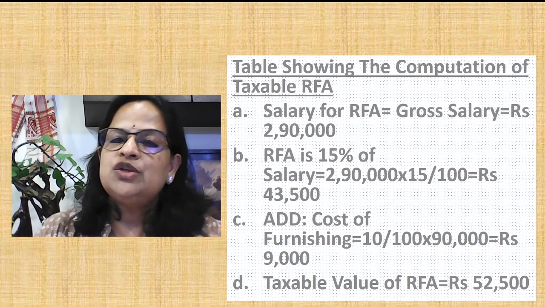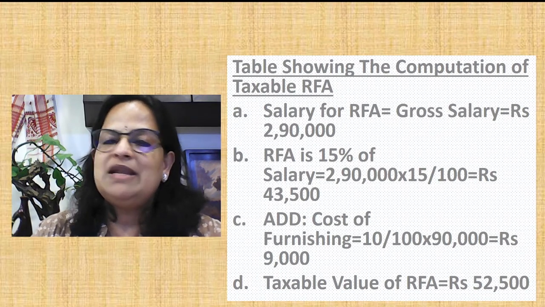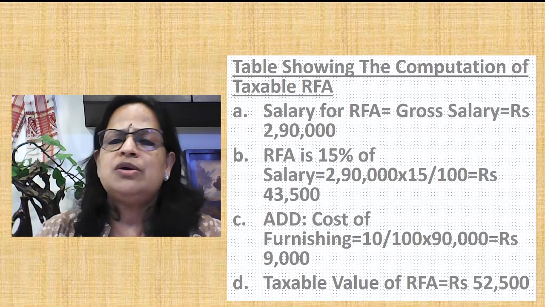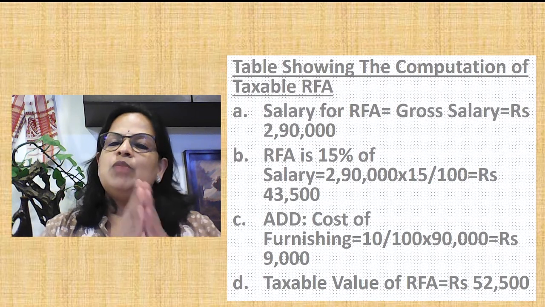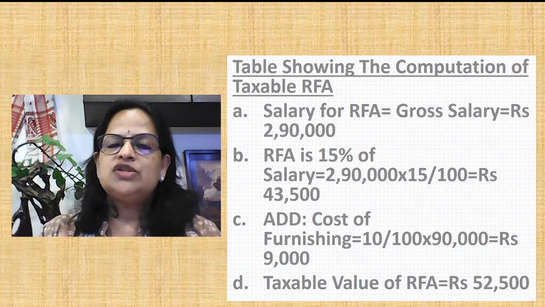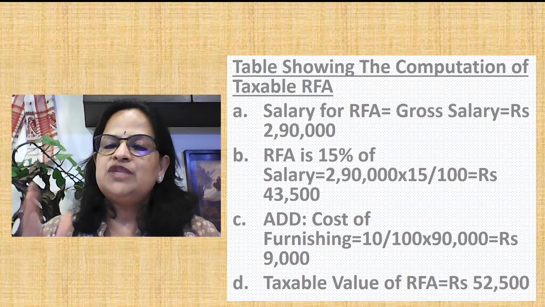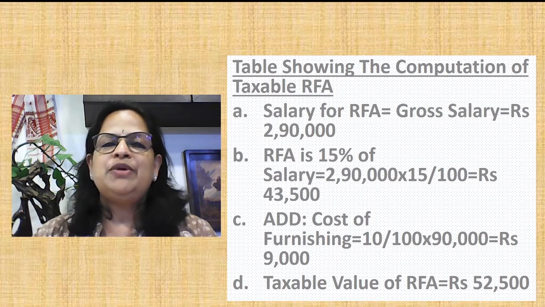Now, computation of RFA. Salary for RFA is gross salary, 2,90,000. DA is not there. Other taxable allowances are not there. Fees, commission, all these values are not there. So, RFA is 15% of salary because population is about 25 lakhs. Cost of furnishing, 90,000. You have to add 10%, 9,000. So, taxable value of RFA is 52,500. That we have already included in the gross salary computation.